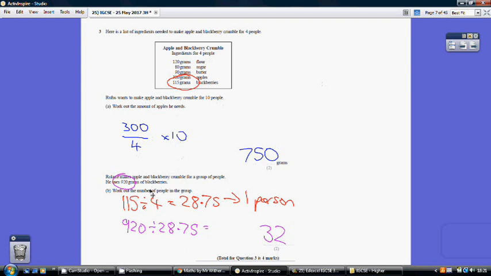Now for part B, he uses 920 grams of blackberries. Okay, so work out the number of people in the group. So 115 grams of blackberries are needed for 4 people. Dividing this by 4, we can see we need 28.75 grams for 1 person. Now we've got 920 grams, so if we divide this by the 28.75, we can see that's enough for 32 people.